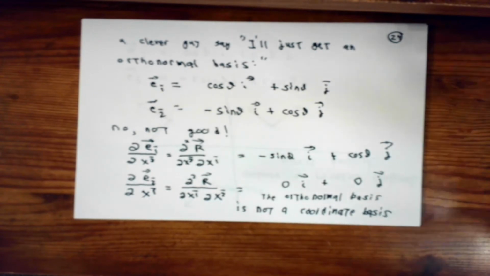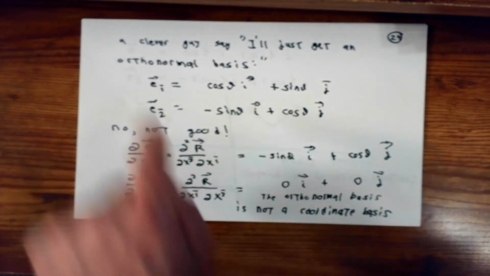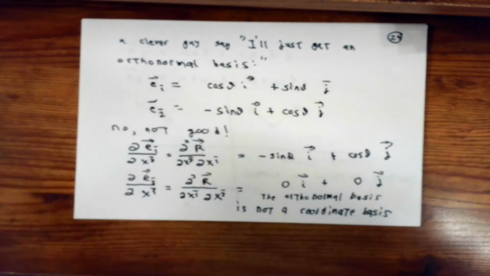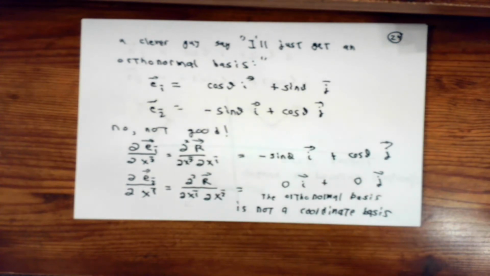The mountain of formulas that we've developed all are predicated on the assumption that we started off with a coordinate basis. So if I go around using these kinds of bases, half of my formulas don't work anymore, and half of everything we did goes right out the window. So we have to be careful about the kind of things we do.